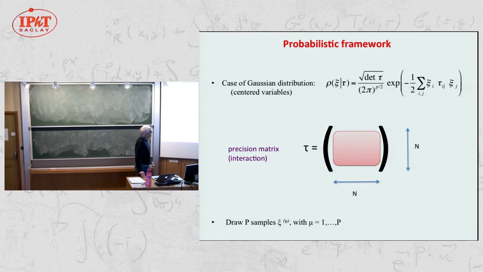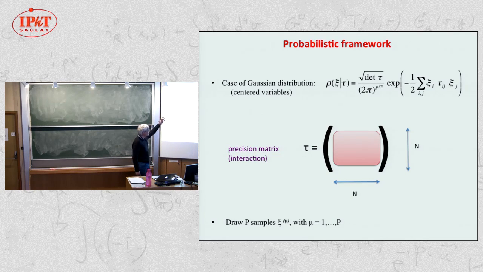So we have vectors xi in the n-dimensional space. We assume that they are drawn from this multivariate Gaussian distribution, where tau is called the precision matrix. The interesting case, obviously, is when tau is non-diagonal, different from the identity matrix. So we get some effective coupling between the different components of the vector xi. Tau, this precision matrix, is the n by n matrix.